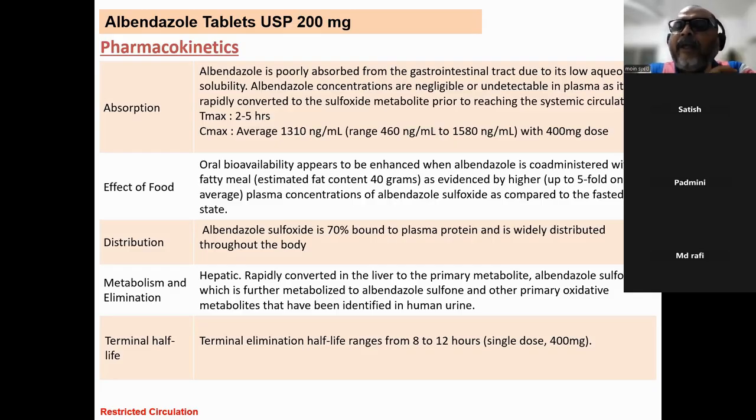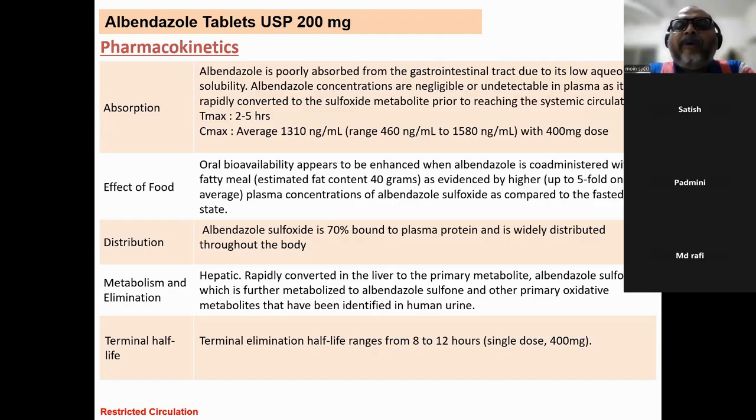So first thing is that albendazole is poorly absorbed from the GI tract due to its low aqueous solubility. Of course, if its solubility is low, its absorption will be hampered. Then albendazole concentrations are negligible or undetectable in plasma. So this information you get from your PIL, and or the DMF, the open part of DMF, or you might get it from the Google also.